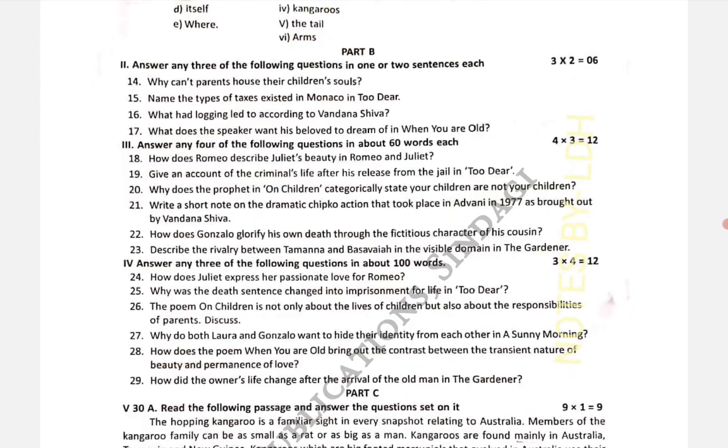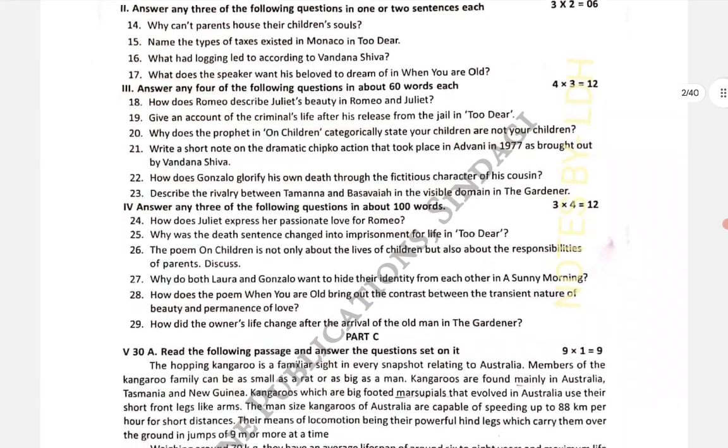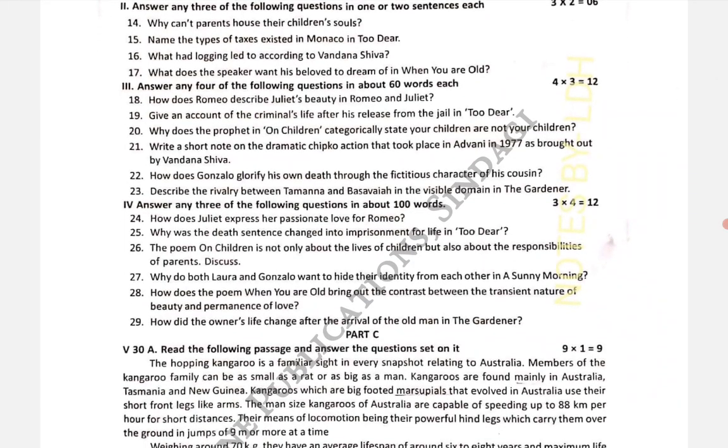The poem On Children is not only about the lives of children but also about the responsibilities of parents. See, again you are going to write about On Children because it is midterm, so it is not the annual exam. So here they may repeat the questions. Okay, there is no choice at all. So there are only 8 chapters. So here they have given only 7 chapters. That's why they are taking the poem in both the sections. So actually they have to consider 8 chapters here. The food from his child they have not taken, so I think they have to consider that also.